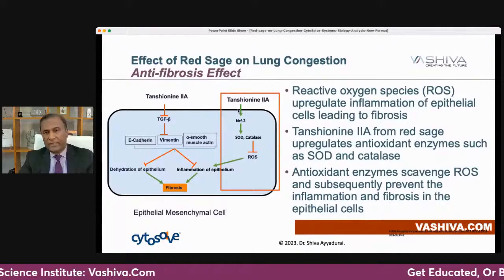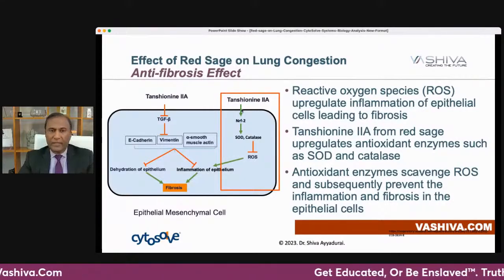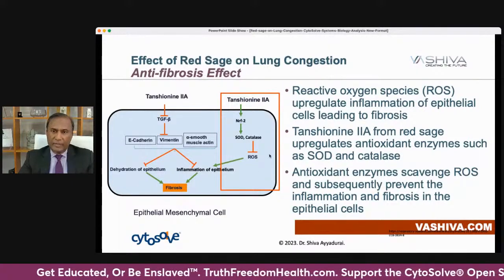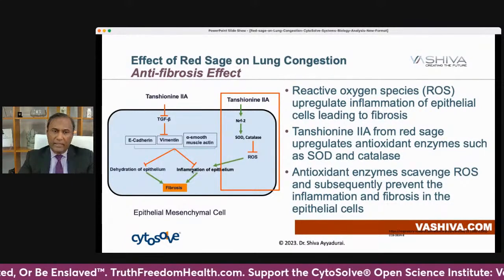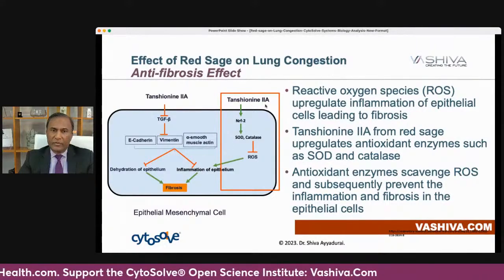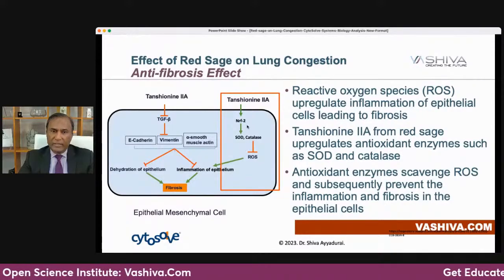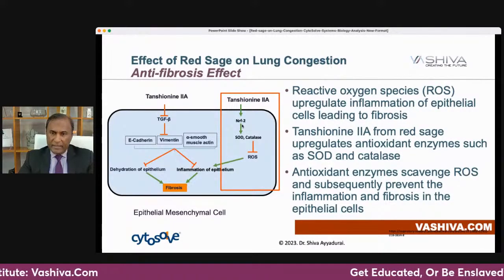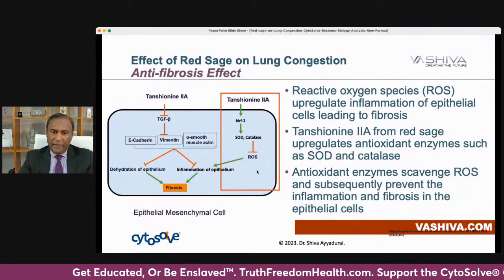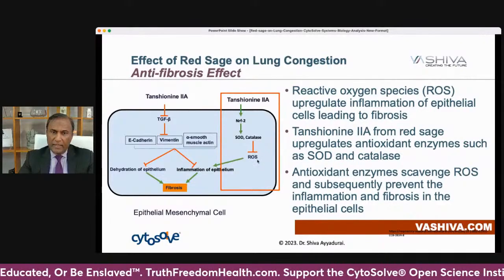The other effect tanshinone IIA has is that it actually initiates NRF2. Now, the reactive oxygen species, these are oxidizing components. They're the ones that upregulate inflammation in the epithelium that leads to fibrosis. What happens is tanshinone IIA from red sage regulates NRF2 antioxidant enzymes such as SOD and catalase, okay? So the antioxidant enzymes scavenge, eat up ROS, and they prevent this.